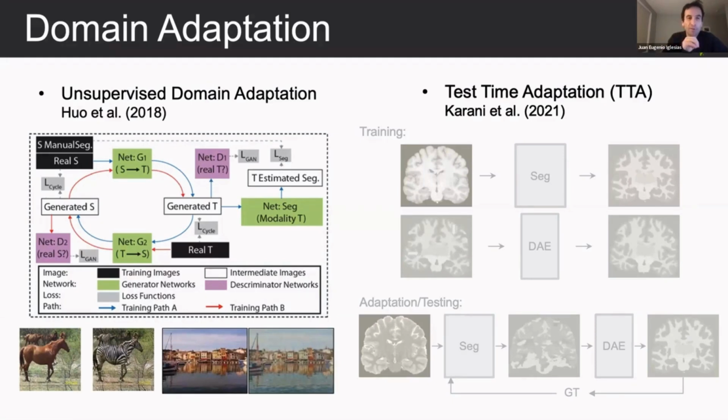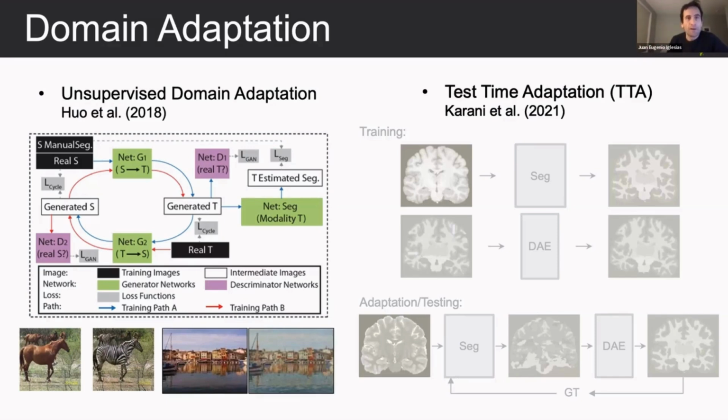So let's say you have a network trained for T1s, and now you say, hey, I want to work on T2s. If I give you a bunch of T2s and you have a bunch of T1s, can you train a CycleGAN, make the T2s look like T1s, and then analyze them with your neural network? So that's something that you can do, but it's also not very practical in the sense that now when you have a new domain, you need a bunch of unlabeled scans. It's not like you give me a scan, I don't know what it is, and I can segment it, which is not great.